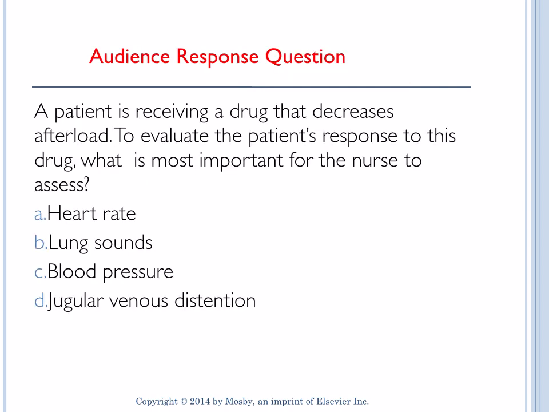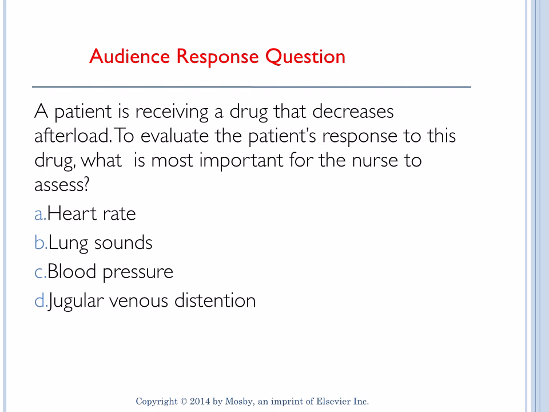Okay, this is a question. A patient is receiving a drug that decreases afterload. To evaluate the patient's response to this drug, what is the most important for the nurse to assess? The options are heart rate, lung sounds, blood pressure, and JVD. Always remember, afterload is affected by the size of the ventricles, the heart wall tension, and the arterial blood pressure. So the answer will be C, blood pressure.